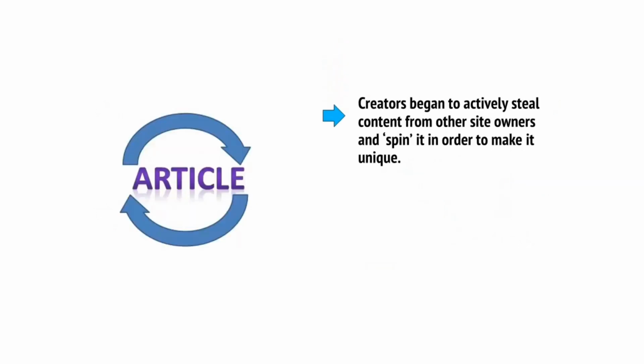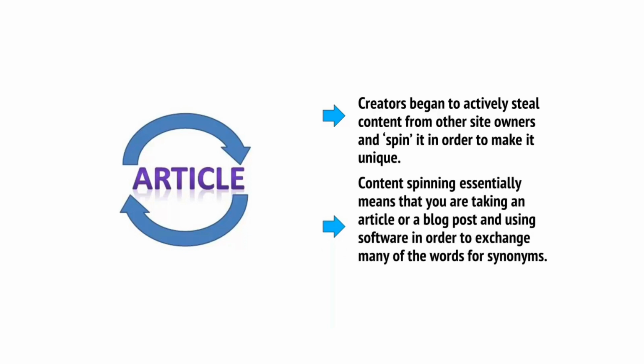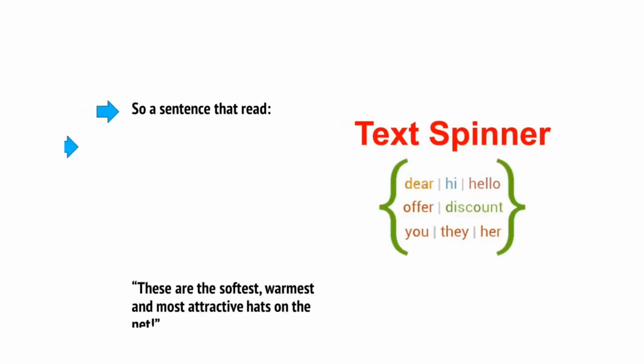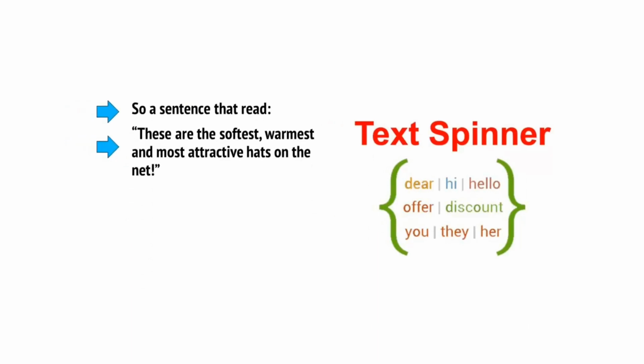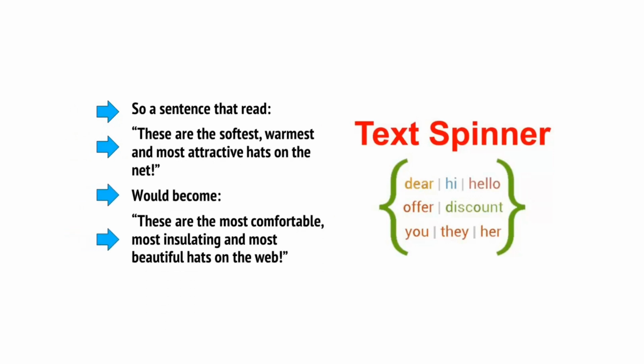Creators began to actively steal content from other site owners and spin it in order to make it unique. Now, Google won't rank duplicate content, otherwise it would risk making every search result identical. So content spinning, as it came to be called, essentially means that you're taking an article or a blog post and using software in order to exchange many of the words for synonyms. So a sentence that read, "These are the softest, warmest and most attractive hats on the net," would become, "These are the most comfortable, most insulating and most beautiful hats on the web."